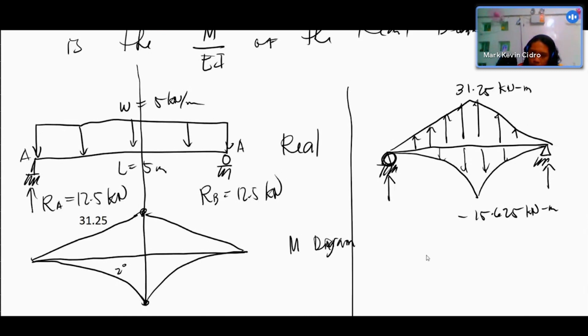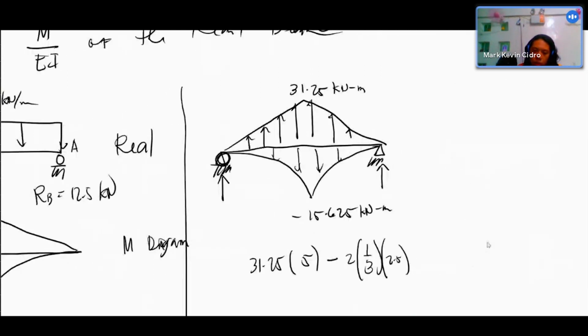This will be 31.25 times 5 minus, the degree is 2, 1/3, the base is 2.5, the height is 15.